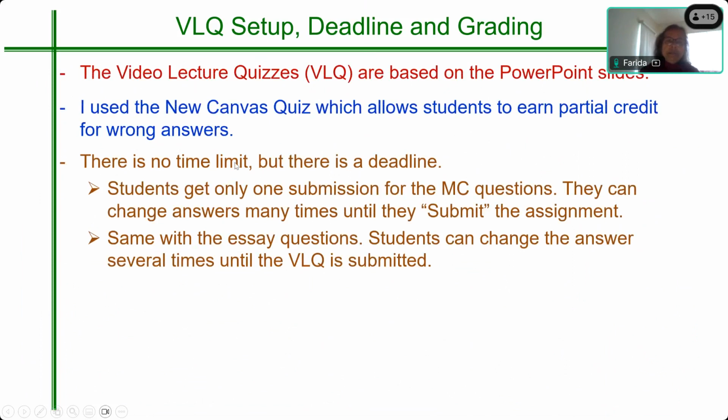There is no time limit, but there is a deadline. For multiple choice questions, I only give them one submission. But they can change their answers as many times as they want until they submit that assignment. Until they submit, they can select whatever, and then go back and say, oh, maybe that was not right. They can talk to each other. I'm fine with that.